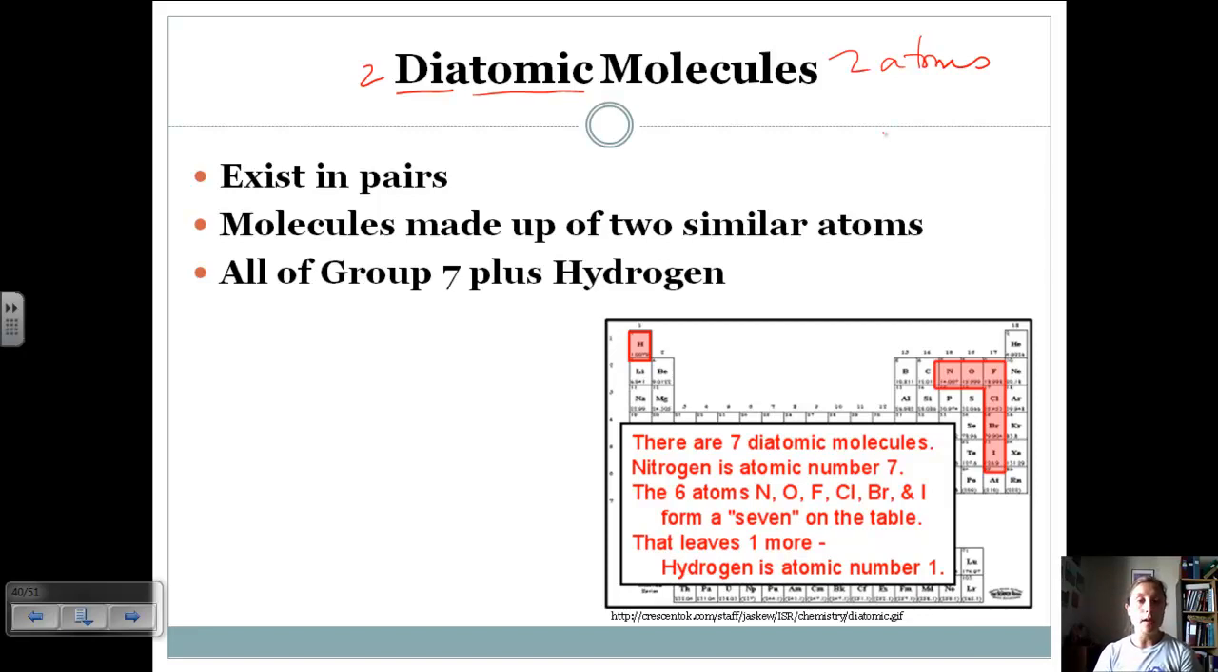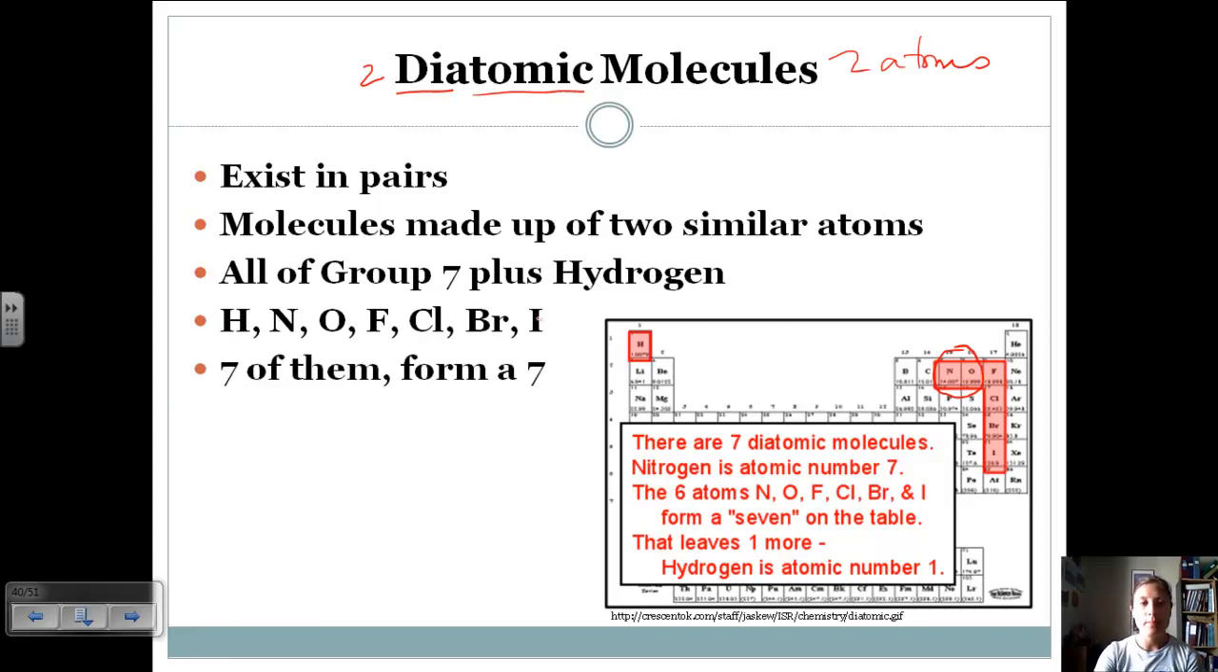There are a couple ways that people have come up to do that. They're all group 7 plus hydrogen. And that kind of works, but then we're kind of forgetting about nitrogen and oxygen. So I'm not really a fan of that memorization technique, but if it helps you, go for it. The 7 diatomics are hydrogen, nitrogen, oxygen, fluorine, chlorine, bromine, and iodine.